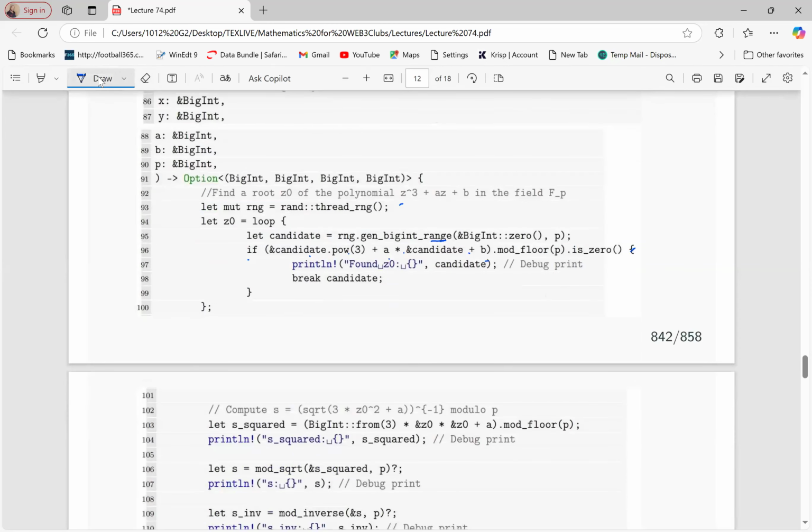Now, after finding the root Z naught, you now want to find S. And for S, the formula is the square root of 3Z square plus A, then the inverse of this solution. So that is the formula I want to give it so that you get S.